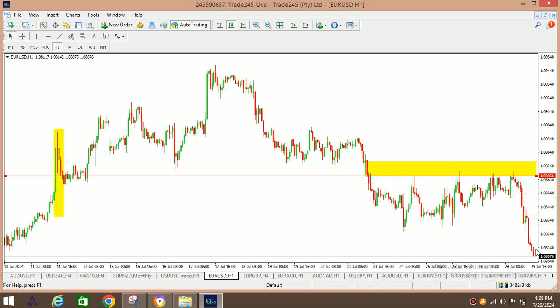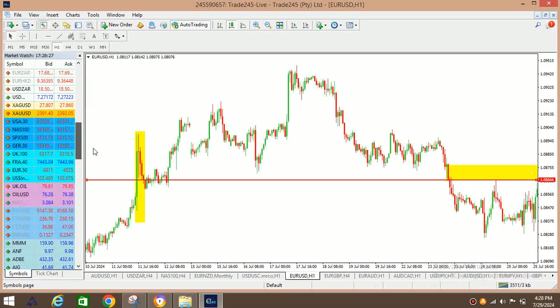So I'm going to show you the exact same setup on the NASDAQ. It has all the characteristics that you just saw in the EURUSD. It's a similar setup, and it's even better. It has a higher probability of actually working out. I'm going to tell you why.